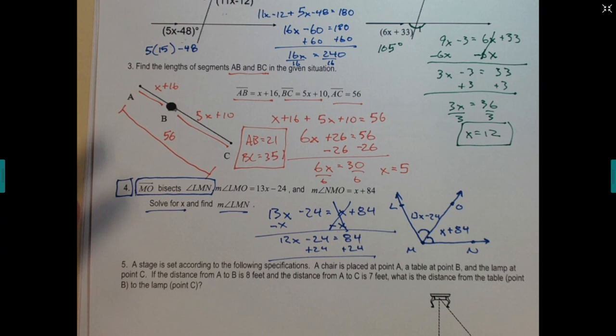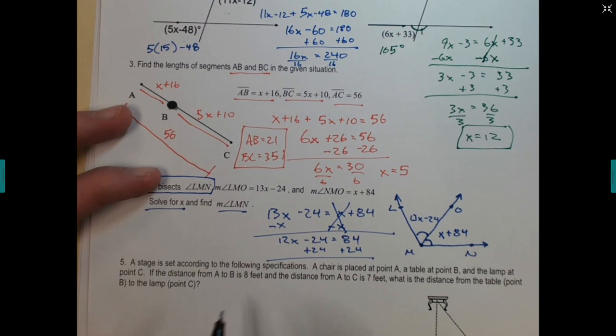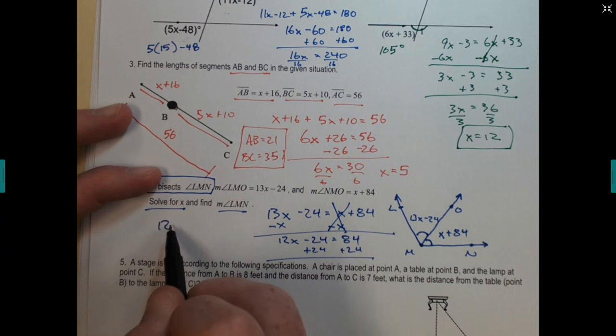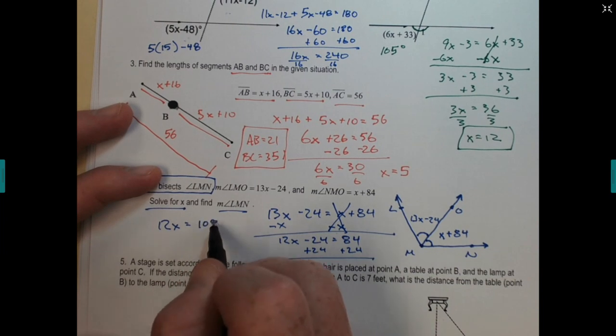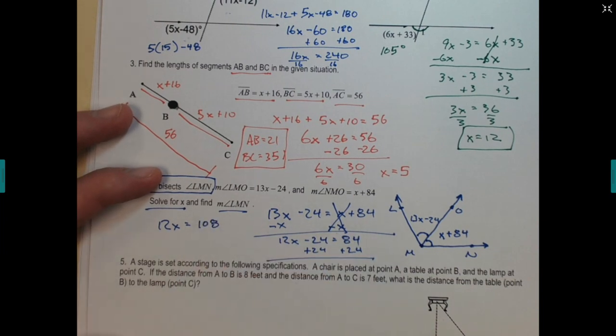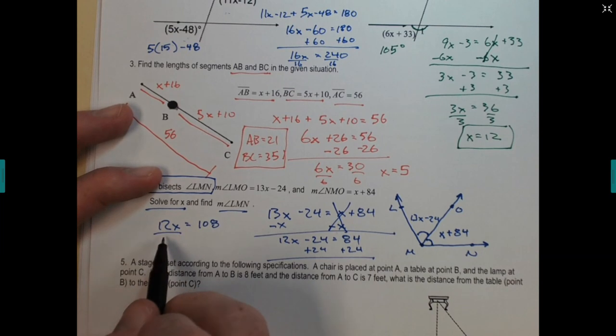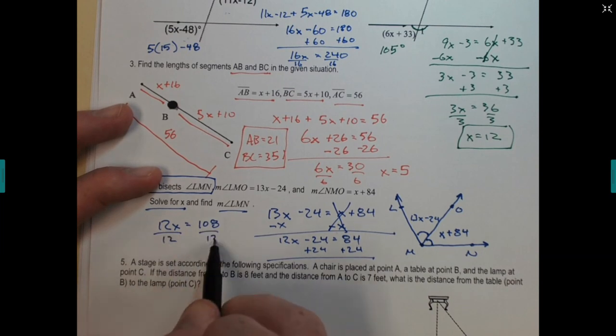I think I'm going to intentionally make a mistake just to see if Mr. Spade catches any of my mistakes. I'm going to throw in one of these days. We'll see. Now we're at 12x equals 108. Divide both sides by 12. I think we get 9.